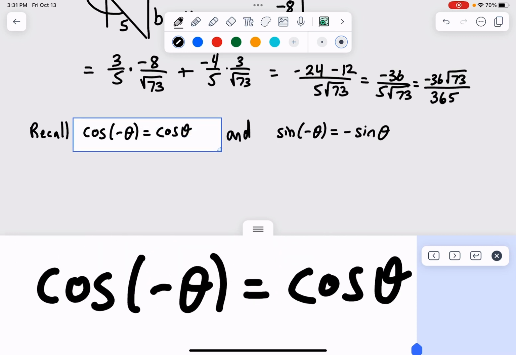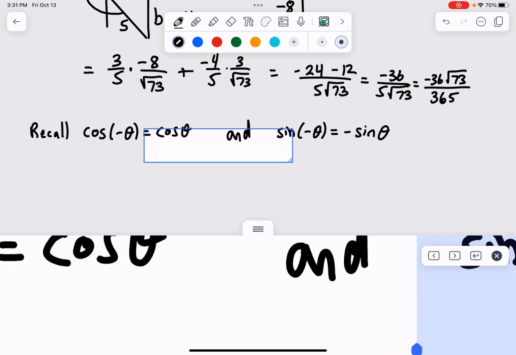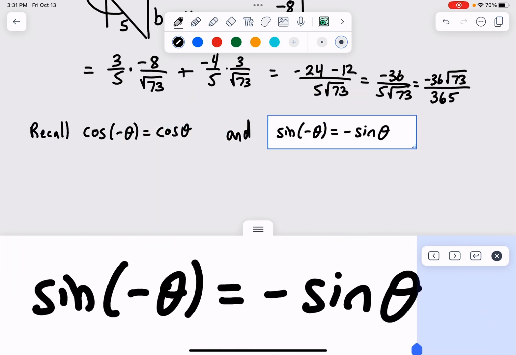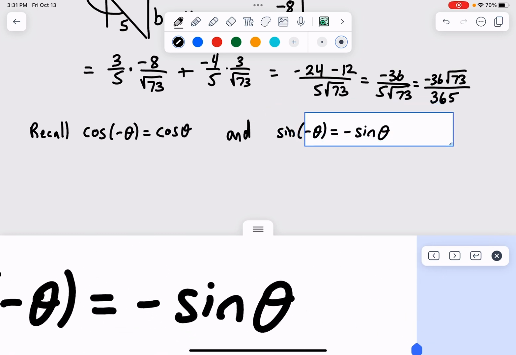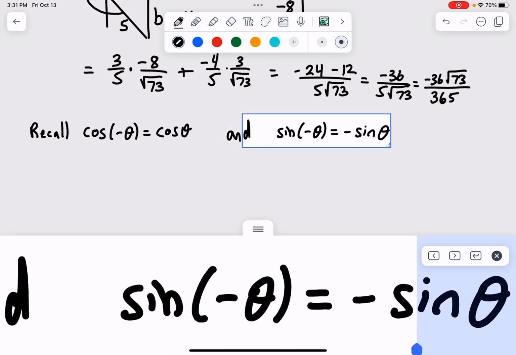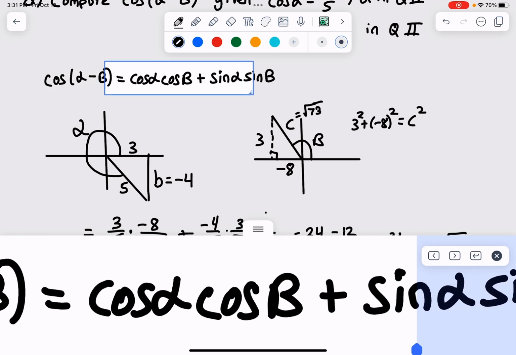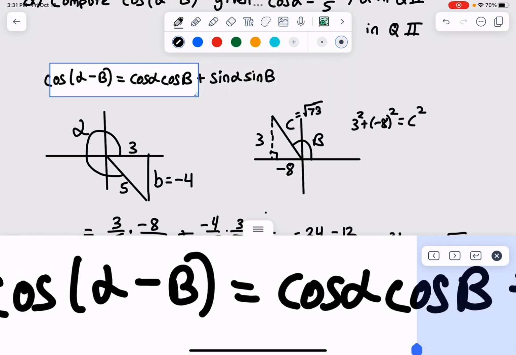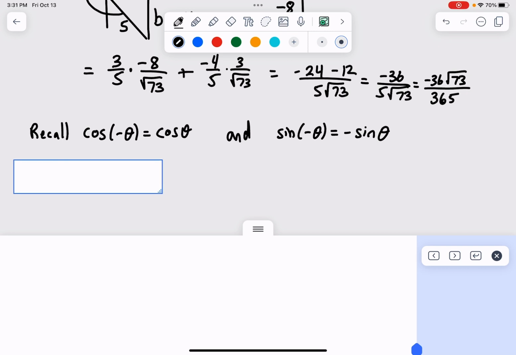Remember, cosine is an even function, so cosine of negative theta is the same as cosine of theta. And sine being an odd function, or in other words, symmetric about the origin, sine of negative theta is the negative of sine of theta. Turns out these two identities are the key, along with our identity here, to deriving the formula for cosine of alpha plus beta. That's what we're going to begin looking at here.